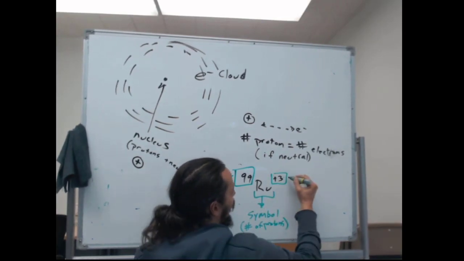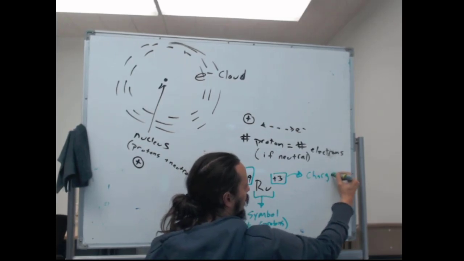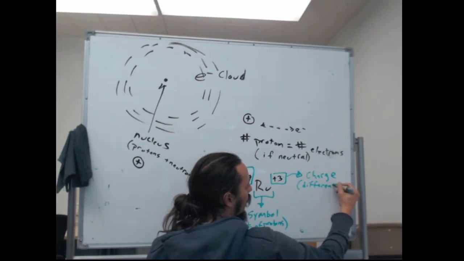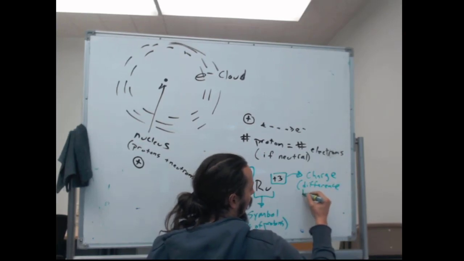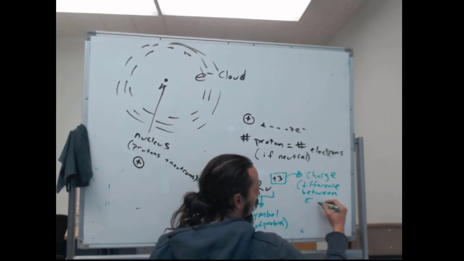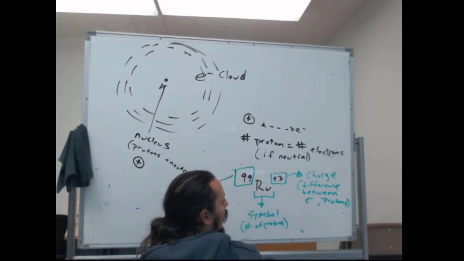The charge in the top right corner is going to give us essentially the difference between the number of protons and the number of electrons. If it was a negative value, we'd have more electrons. If it's a positive value, we have fewer electrons. Notice we don't change the number of protons because that would change the identity of the element.